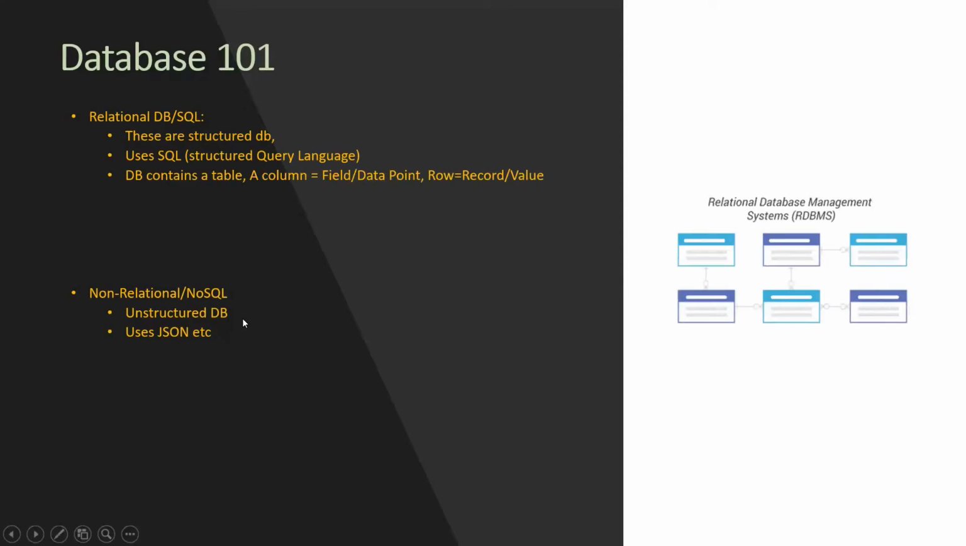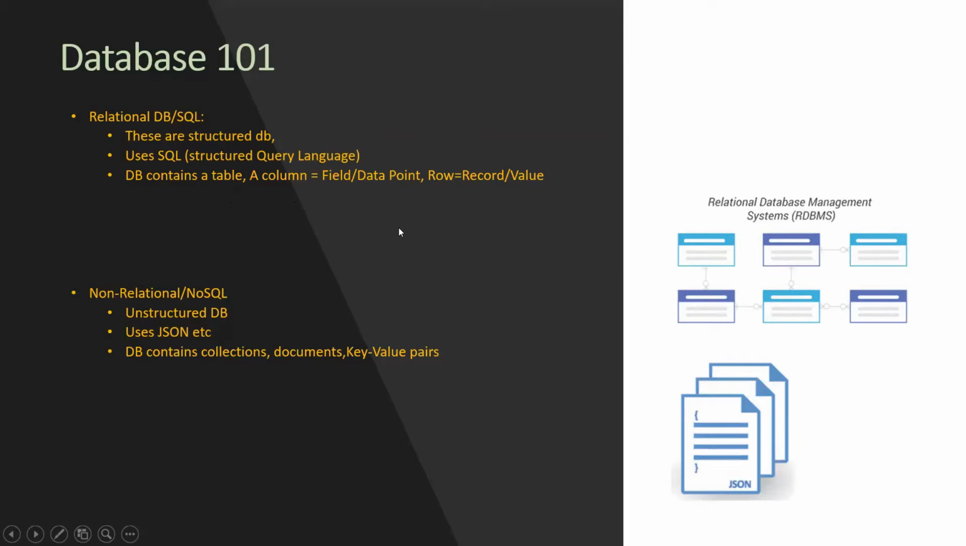Then your database in RDB or SQL based databases would contain a table, a column, which is nothing but a field or data point, as well as a row or record. So it's the same thing which you see in actual sheets. While your non-relational databases will contain collections, documents, and key value pairs. Okay, so collections can be like tables, then documents would be like your column, and the key value pair would be the values as well as the keys, which you see in JSON kind of documents.